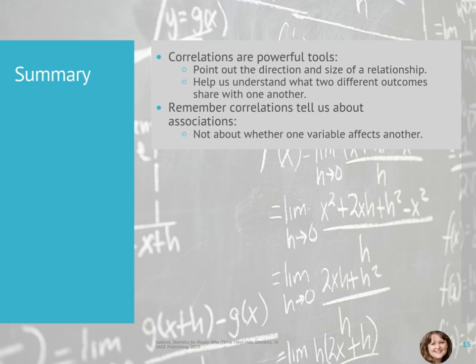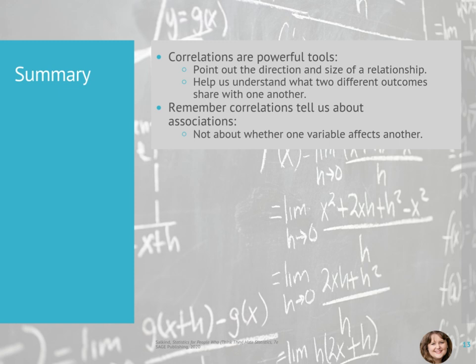In summary review, remember, correlations are powerful tools. They will tell us what direction, either positive or negative, two continuous variables have, and they will also tell us the size of that relationship, whether it's a large magnitude or a small one. Is it close to perfect or is it close to random? And we'll get a number to tell us that. And it can also help us understand what two different outcomes share with one another. So we can begin to look at, as we go through this unit, how various continuous variables can have overlapping shared variance, that sort of thing.